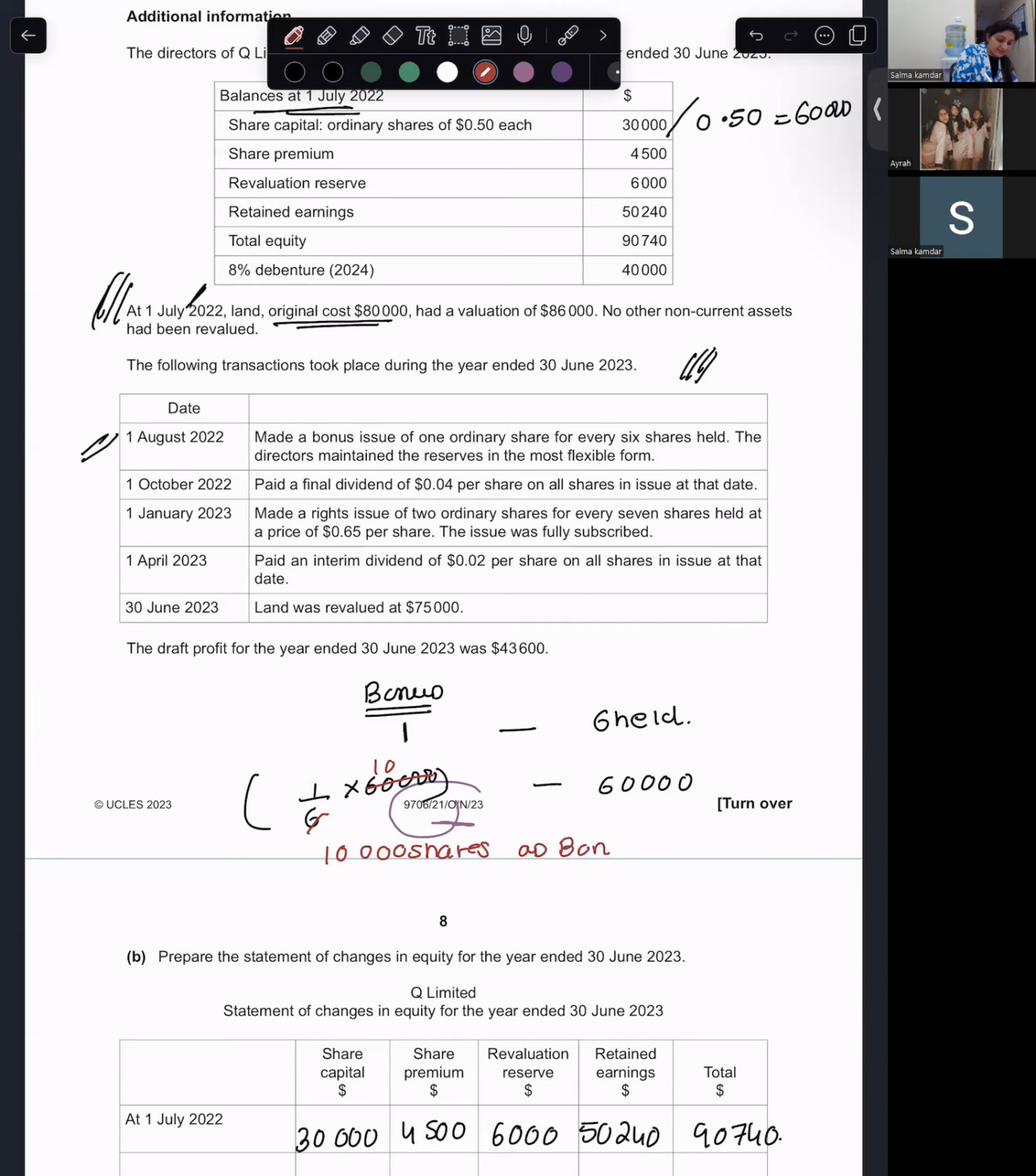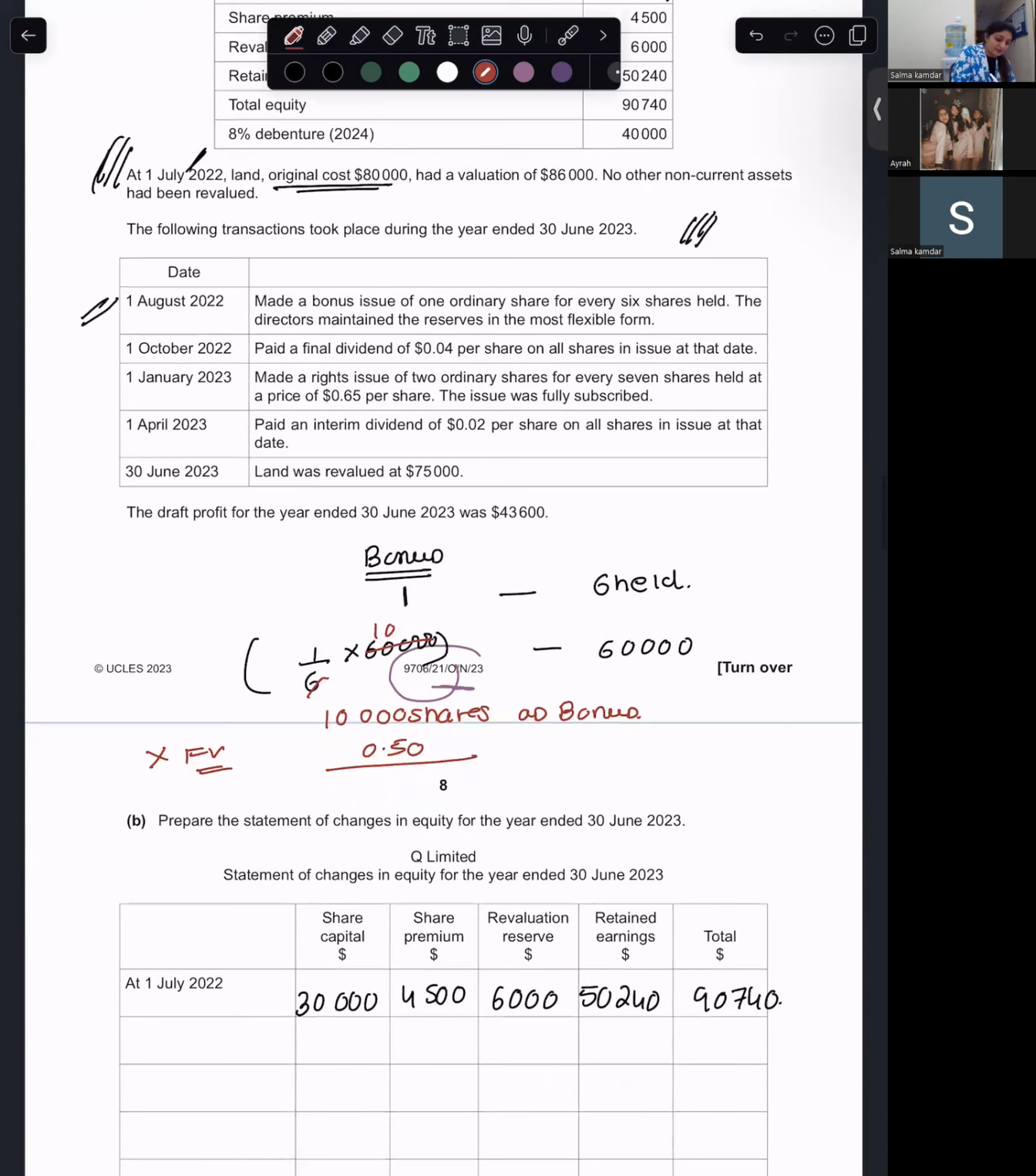What is the face value? 0.50. So what is the amount of bonus? 10,000 into 0.50, so 5,000. Because of bonus, what happens? Bonus, you're giving shares without any investment. So share capital will increase by 5,000.